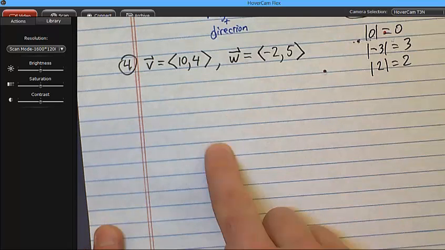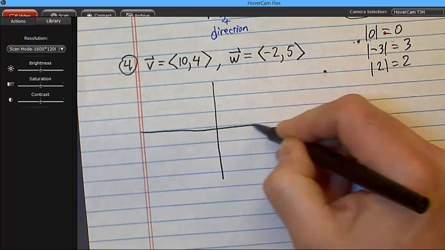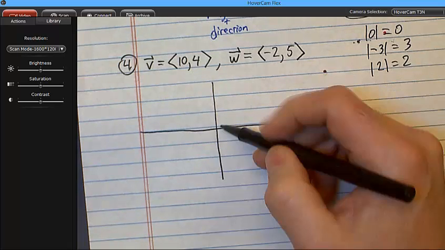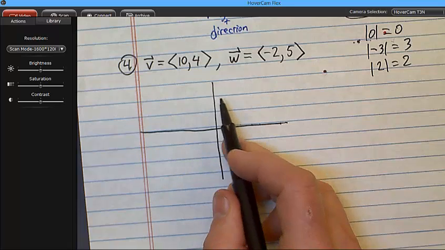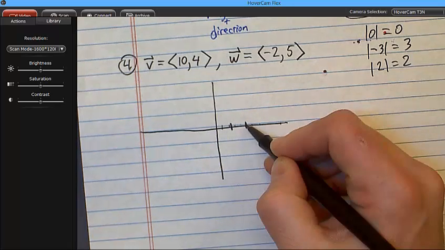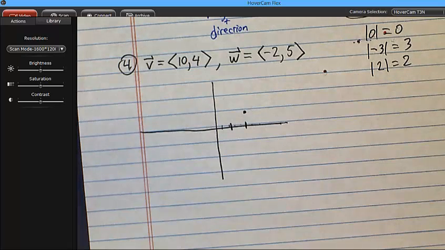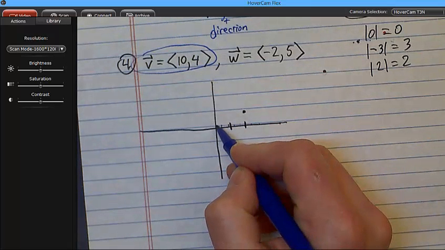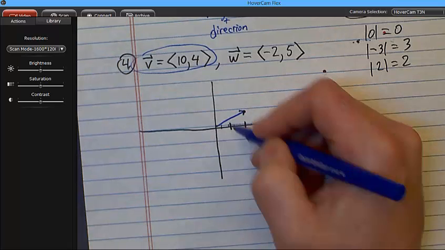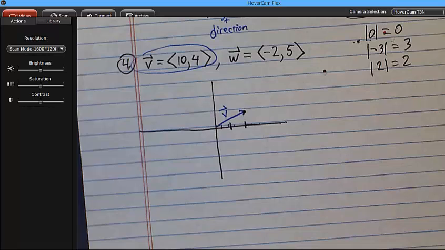But it turns out that you can plot vectors. So watch how this works. If I want to plot 10, 4, I get out my graph paper and I count over 10. Let's say that each of these lines represents 5. So here's 5, here's 10. And if I go up 4, that line would be 5. See that point 10 comma 4? V is the vector starting at the origin and ending at the point 10 comma 4. So I'll label this as the vector V. You want to start at the origin when you draw the vector.